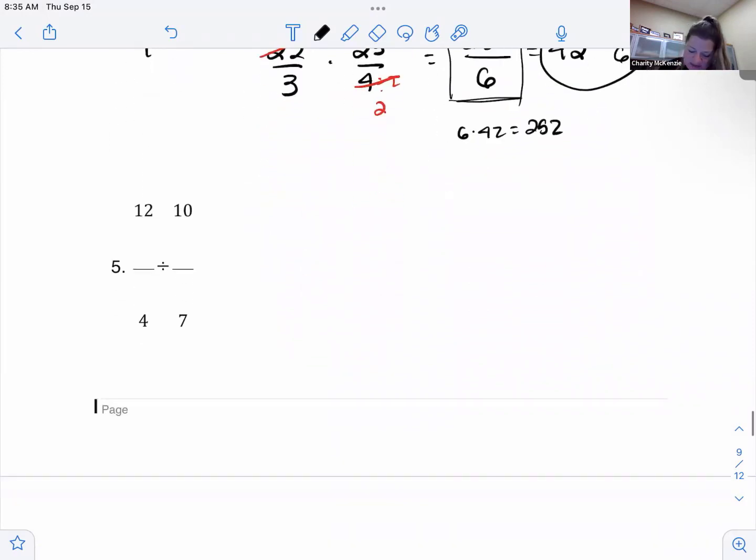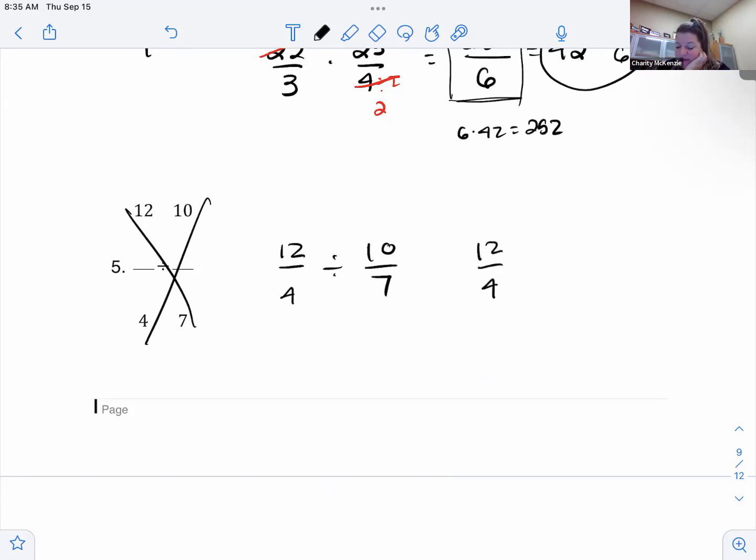Okay, so division. If I have 12 over 4 divided by 10/7. With division, we're just flipping the second or the bottom one, if it would have been written like top over bottom. So I'm going to have 12/4, and I'm going to flip the second one and make it times. So they're really the same thing. You just flip the second and then times.